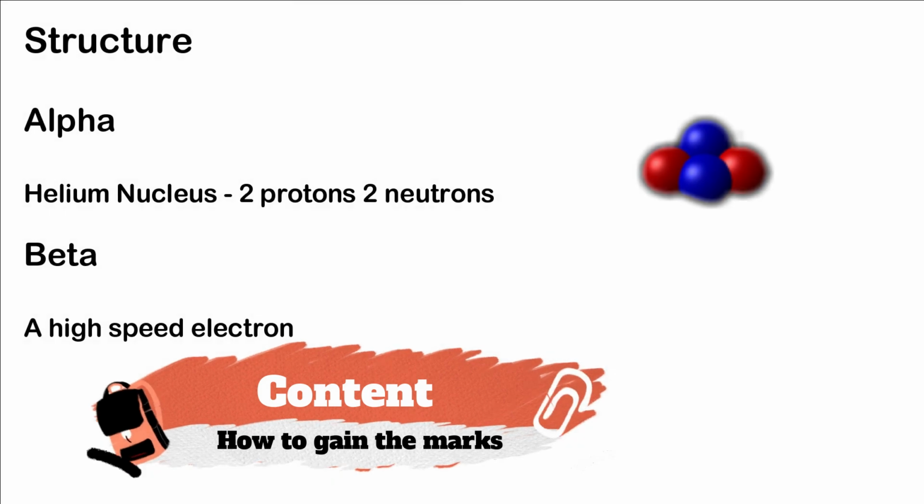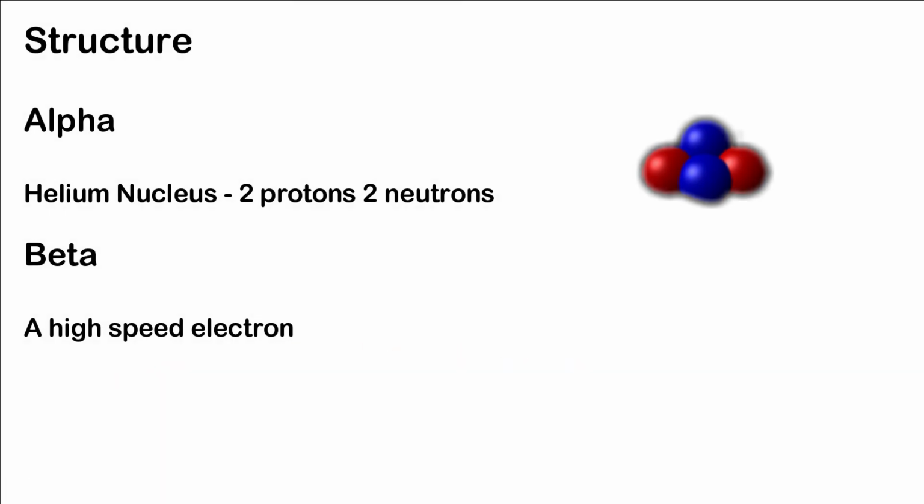The structure of an alpha particle is that of a helium nucleus. An alpha particle consists of 2 protons and 2 neutrons, nothing else. It does not have any electrons. The structure of the beta particle is that it is an electron, a high-speed electron.